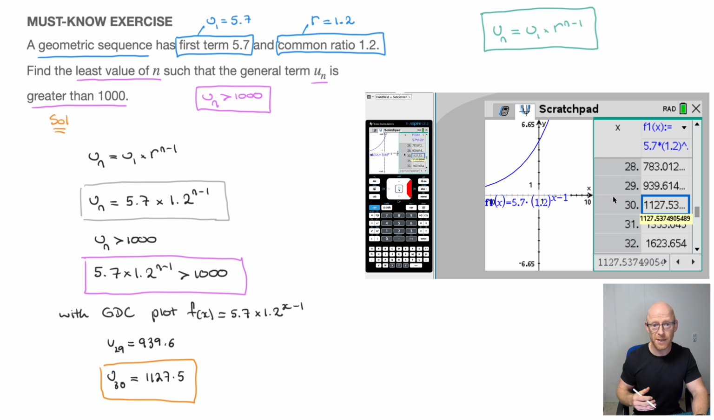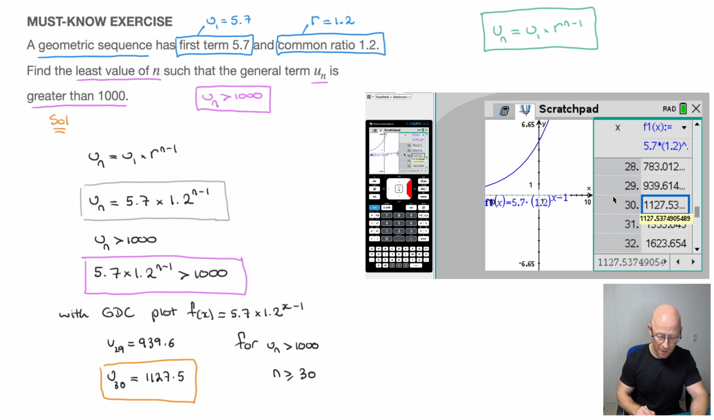And all the terms that follow in the sequence, so the 31st, 32nd, 33rd, and so on and so forth, will all be greater than this value. And that's because the common ratio is greater than 1. So this term is definitely the first one to be greater than 1000. And so finally, to answer this question properly, we could go ahead and state that for the general term u sub n to be greater than 1000, we need to have n greater than or equal to 30.